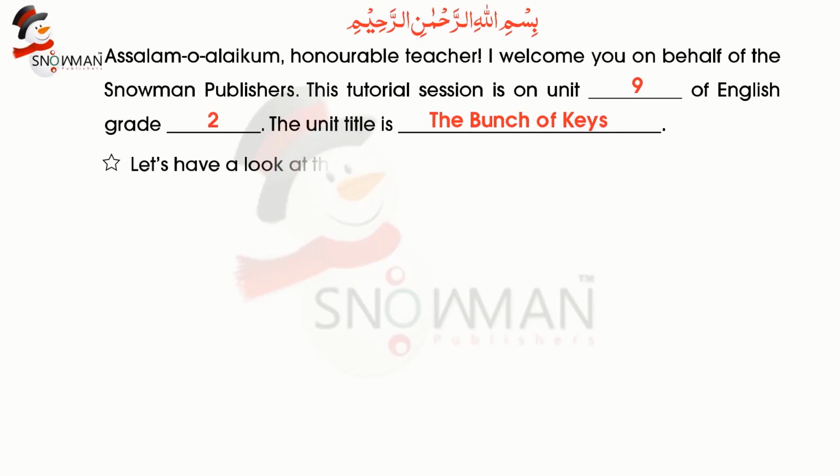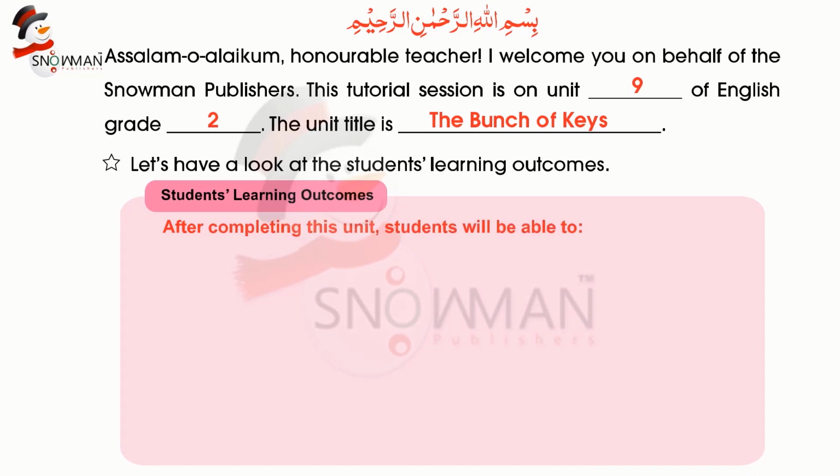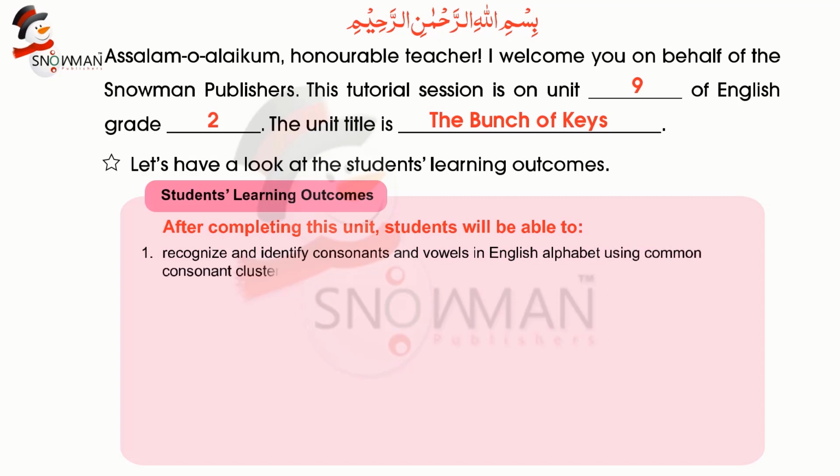Let's have a look at the students' learning outcomes. After completing this unit, students will be able to recognize and identify consonants and vowels in the English alphabet using common consonant clusters like G, R, S, T, S, P.